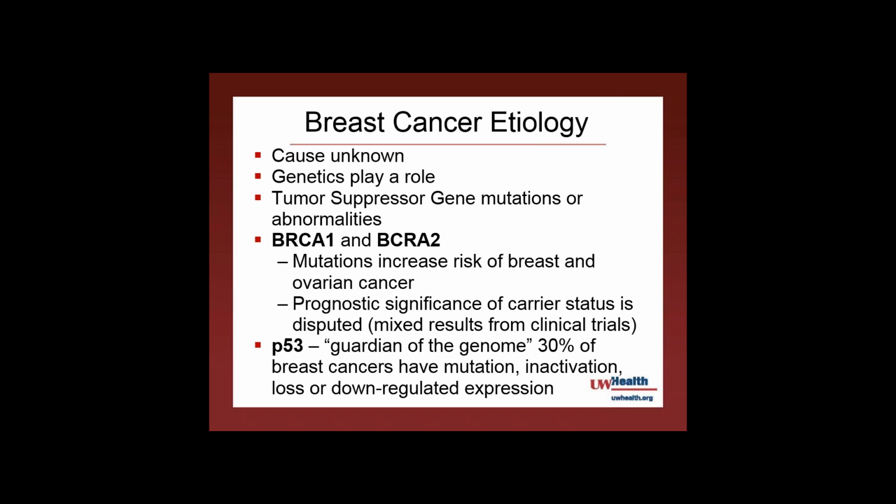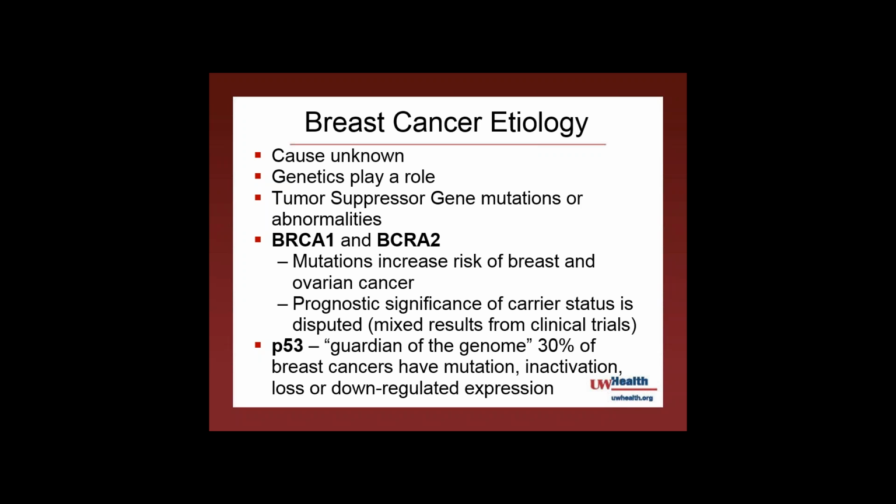So what causes breast cancer? Largely, we don't know. The cause is unknown. We think genetics plays a role, or we know genetics plays some role. We know that we see tumor suppressor gene mutations or abnormalities in patients with breast cancers. BRCA1, BRCA2, and P53 are tumor suppressor genes. Patients with mutated BRCA1 and BRCA2 are at risk for development of breast and ovarian cancer. The prognostic significance of carrier status is disputed. There are mixed results from the clinical trials.